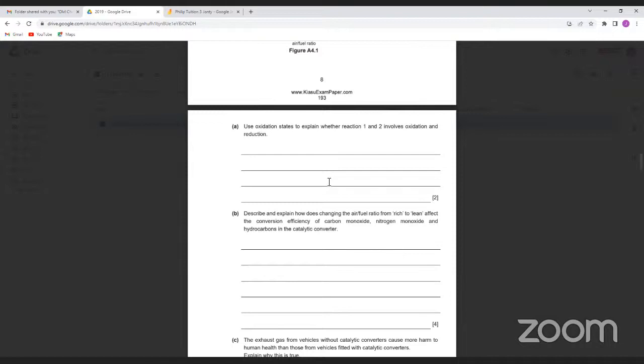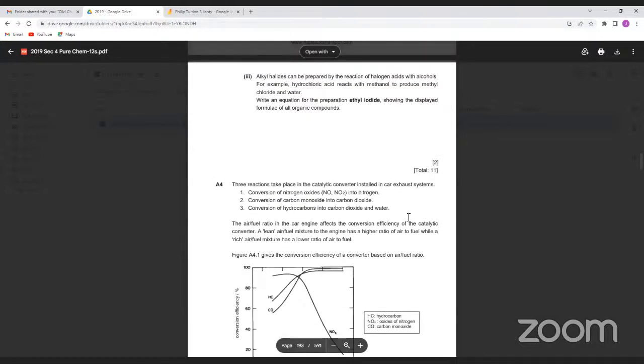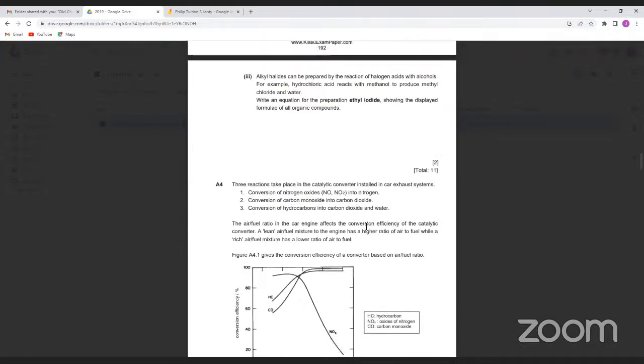By the way, the question kindly revises the catalytic converter for you. To be fair, the question even tells you what happens in the catalytic converter, including what happens to the hydrocarbon. Look at the question above. The question actually kindly explains it to you, right? See, conversion of hydrocarbons into carbon dioxide and water. How does this happen?